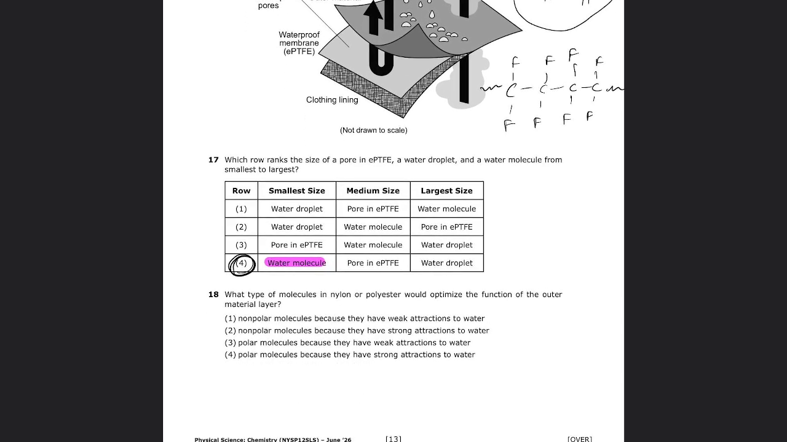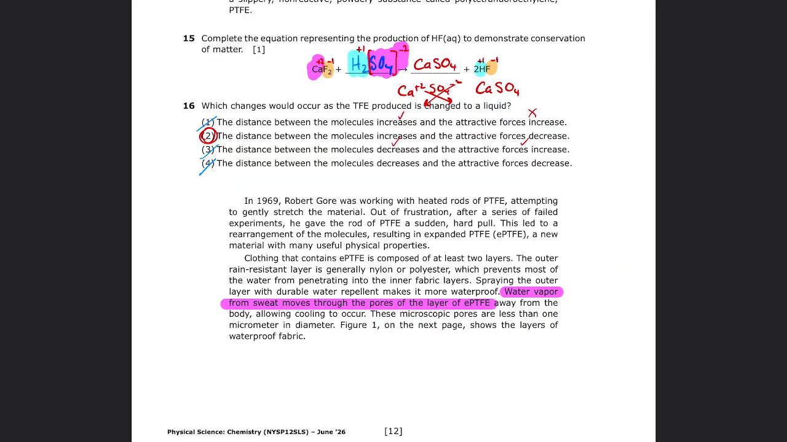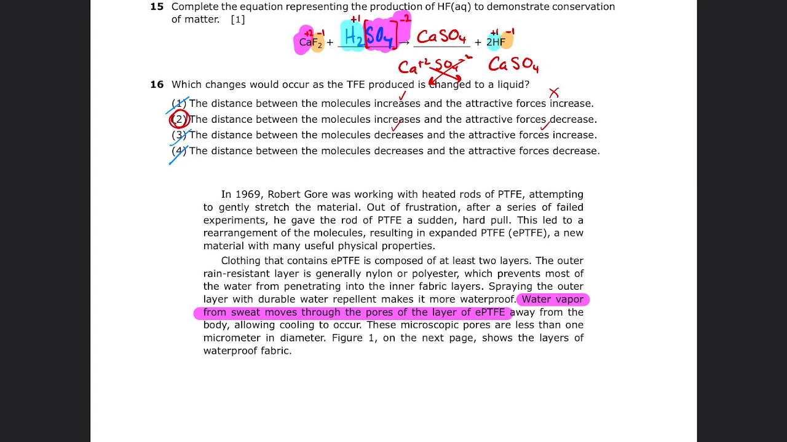Right, question 18. Which type of molecules in nylon or polyester would optimize the function of the outer material layer? Going back to our passage, we can deduce some information from this, because it says that the outer rain-resistant layer is generally nylon or polyester, which prevents most of the water from penetrating, yada, yada, yada. The key information here is that it is rain-resistant. If it's rain-resistant, that means that the rain is not penetrating it. It's just bouncing off. It's insoluble.